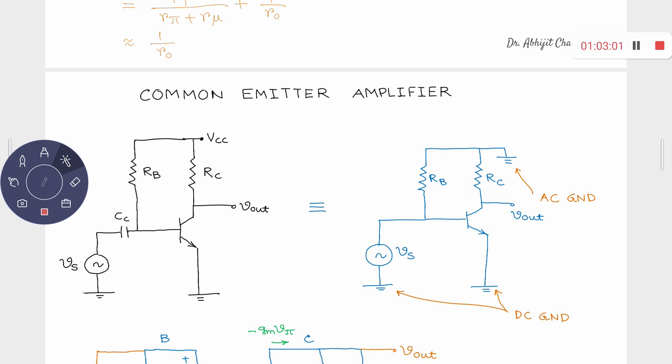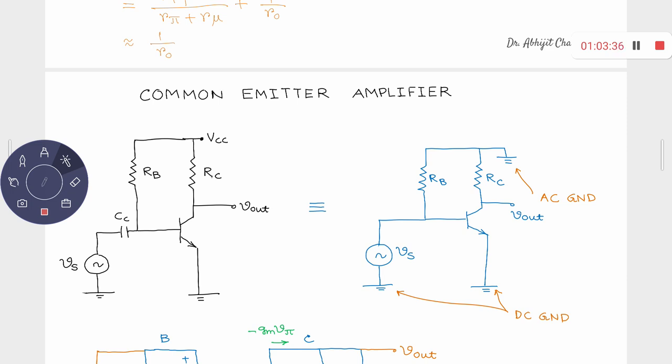Okay. And then we have the combined circuit, right? These are the DC ground, and this is VCC. What is the equivalent small signal model, or the equivalent small signal circuit? Because now we have already discussed the biasing arrangement, and we are in a position to find out the gain of this particular amplifier.